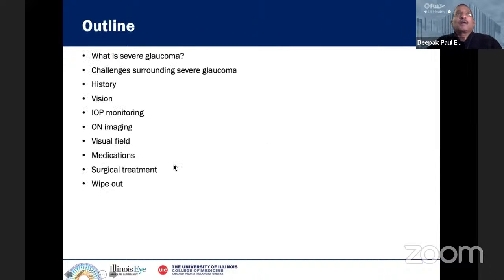So we're going to talk about what is severe glaucoma, the challenges surrounding severe glaucoma, how do you take history, how do you take vision, how do you take intraocular pressure and other things. So these all seem like mundane things, but on the other hand, they're important, and you have to sort of change your approach a little bit when you deal with patients with such severe disease.